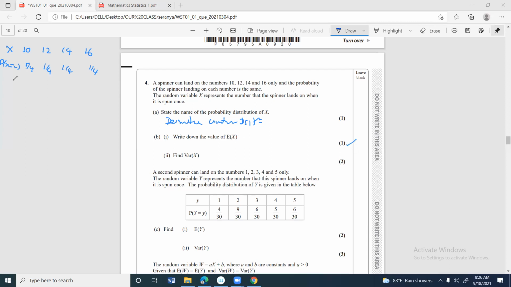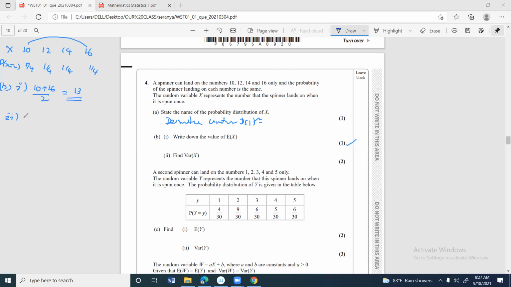Then when you talk about E(X), it is 1 mark, so there should be a short form of it. If it is a discrete uniform distribution, you can add the two corner values and divide by 2, and you get the midpoint. 10 plus 16 divided by 2, 26 over 2, is 13. The mean value is that.